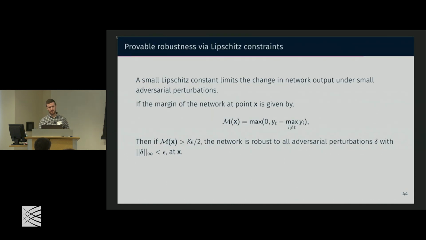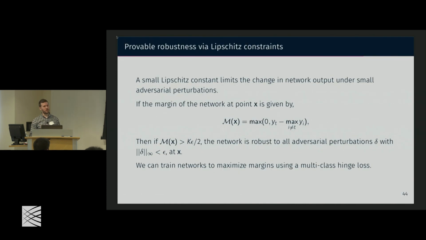This has already been discussed a little bit, so I'll move fast through this. But I'll just reiterate something Roger discussed, which is that if we have some margin of our network, and if we have a Lipschitz constraint, then we can guarantee robustness to all adversarial perturbations within some epsilon norm ball. I've swapped around the notation slightly compared to what Roger had, but this is the same statement that he wrote down before.